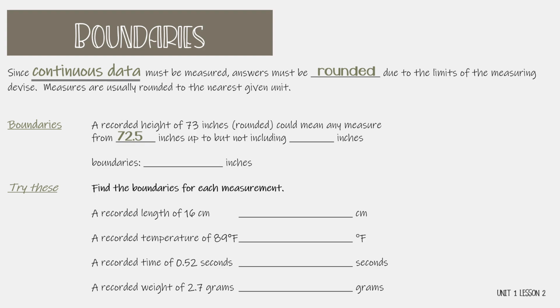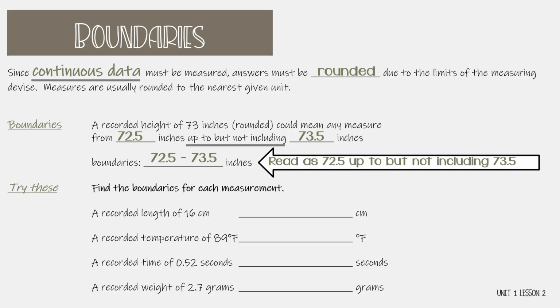So we need to think of the value that would actually round up to the next number. That first value would be 73.5. That would technically round up to 74, and that's why it's up to, but not including 73.5. So this is how we write it, and this is how we read it. We read it as 72.5 up to, but not including 73.5. So if you see boundaries written like that, that's how it should be read.